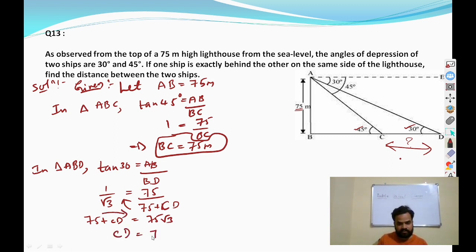So CD is equal to 75 into root 3 minus 1. What is 75 into root 3 minus 1? This is CD. Right? And they are asking you to find CD only. We got CD equals 75 into root 3 minus 1 meter. This will be the answer.